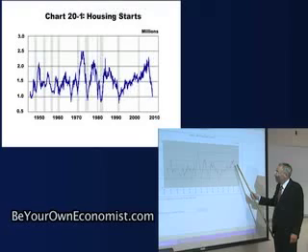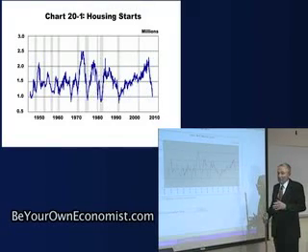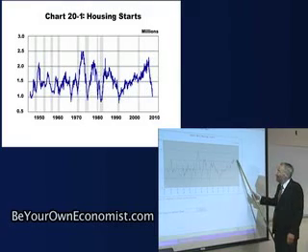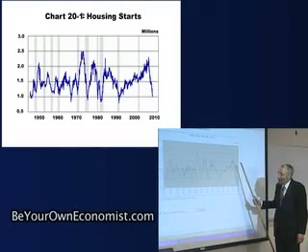And then when the air began to leak out of the bubble and the home prices stopped appreciating and the speculation subsided, and as demand fell, you can see the housing starts began to fall.